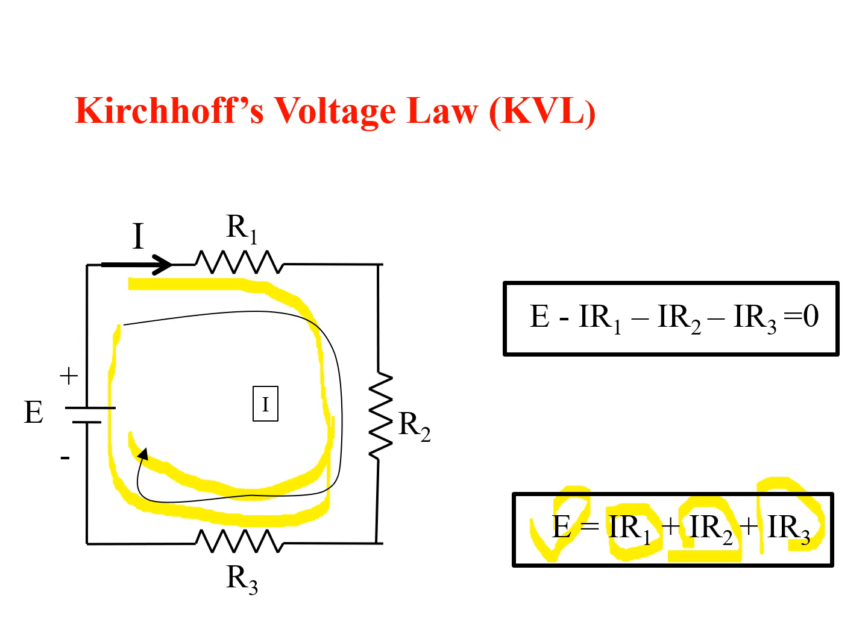As I have told you about the Kirchhoff's voltage law statement, the Kirchhoff's voltage law is that the algebraic sum of the product of current and resistance is equal to the EMF of that circuit. So these are the two basic forms of Kirchhoff's voltage law.